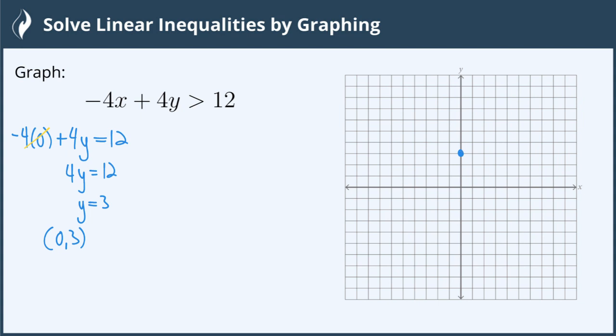We can do the same thing with our y. So let's replace the y with 0 and see what happens there. And again, we're going to treat it like an equal sign. 4 times 0 is 0, so that just goes away. So we have negative 4x equals 12. When you divide by negative 4, you get that x is equal to negative 3. That means the point negative 3, 0 is on the graph. So from the center, we count to the left, 3.